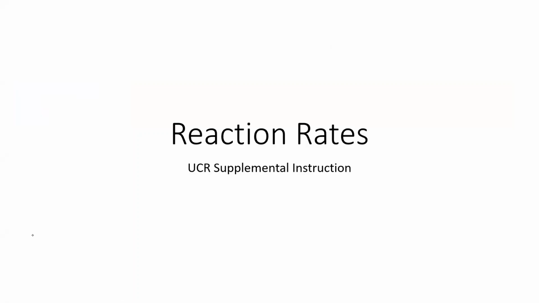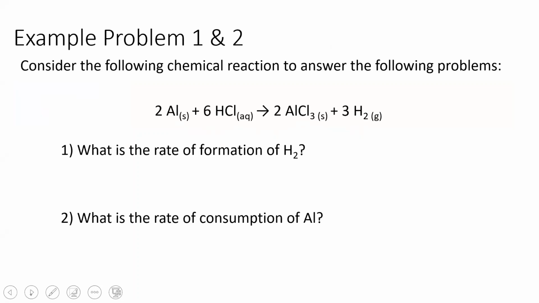Today we'll be going over reaction rates, and we're going to go through 3 examples together. So example problem 1 and 2 reads, consider the following chemical reaction to answer the following problems. So we have 2Al plus 6HCl goes to 2AlCl3 plus 3H2. Now, you can get a question asking you to determine the rate of formation or a question that asks you to determine the rate of consumption. So we're going to do one of each for now.